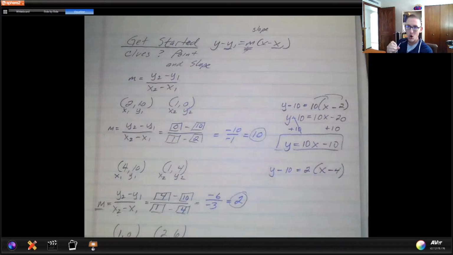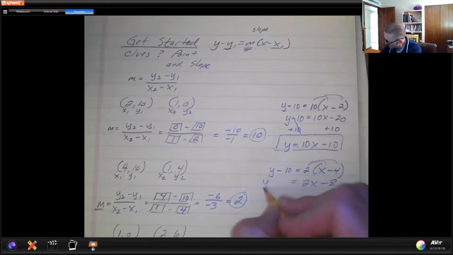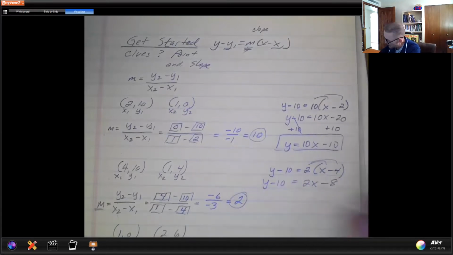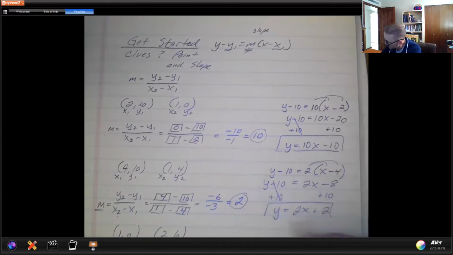So I now got started writing my own equation. I now need to get y alone. So let's distribute the 2. And that gives me 2x minus 8. Bring down the equals, bring down the y minus 10. Let's get y alone by adding 10. So those cancel out. And y equals 2x. A negative 8 and a positive 10 leaves me with positive 2. And that would be your answer in slope-intercept form. So again, same process. Find the slope, plug the slope and the point in.